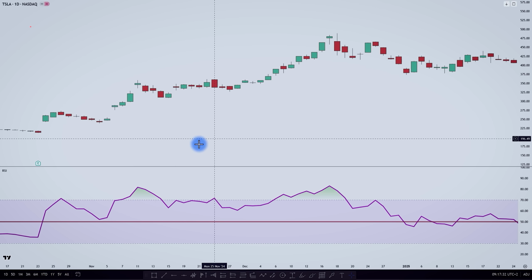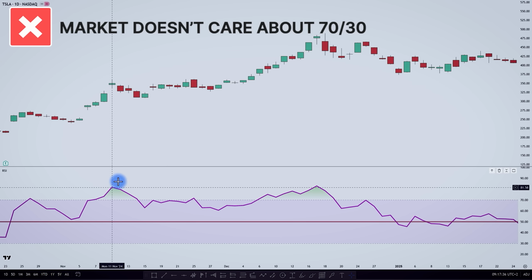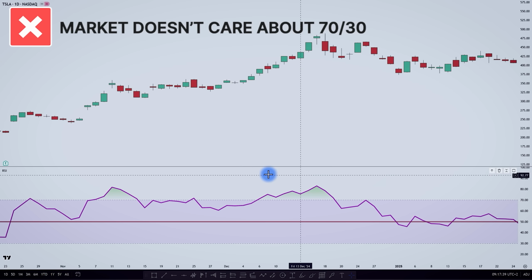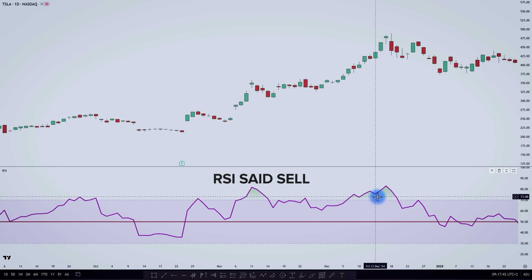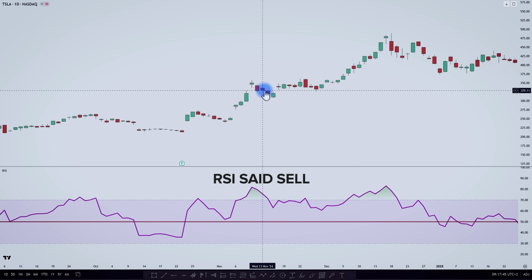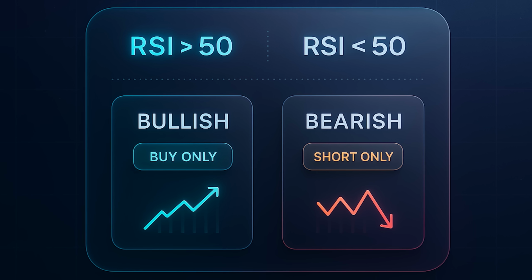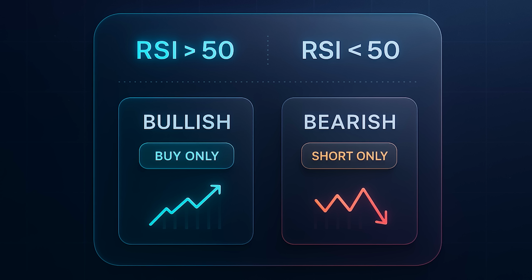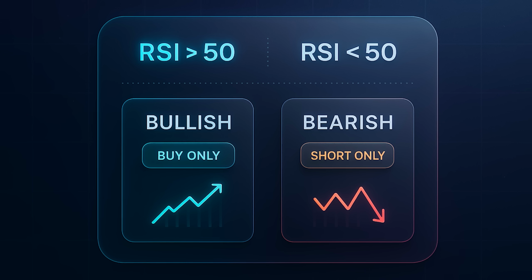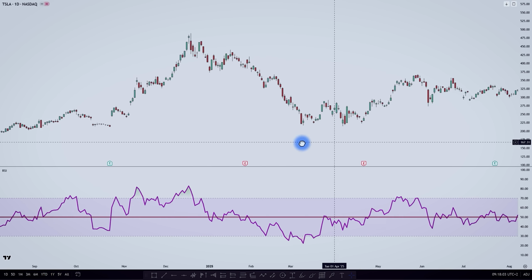Very important. The market doesn't care that your RSI is at 70. In strong trends, RSI can stay above 70 for days. Tesla's RSI stayed above 70 for several weeks during its rally. If you sold at 70, you missed a 40% move. Pull up any chart right now. Where is RSI compared to 50? That simple check tells you whether to be bullish or bearish today. This one concept will completely transform how you trade.